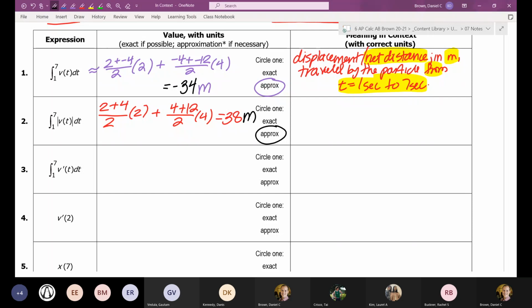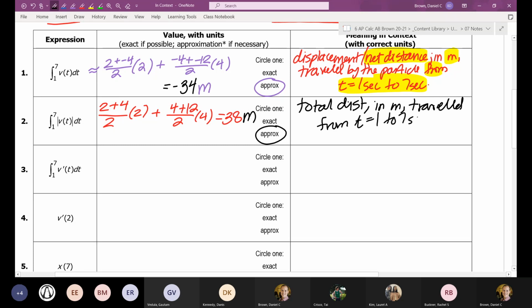Net to total. Net to total. Several people missed this on the quiz. You forgot that total distance did require the absolute value, but basically this would be the total distance versus the net distance in meters traveled by the particle from, and then being clear, from 1 to 7 seconds. Big idea from that one, that is representing the total distance, not just the net distance.